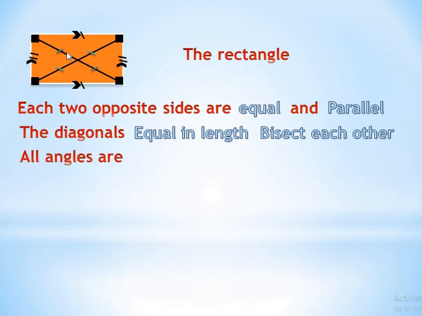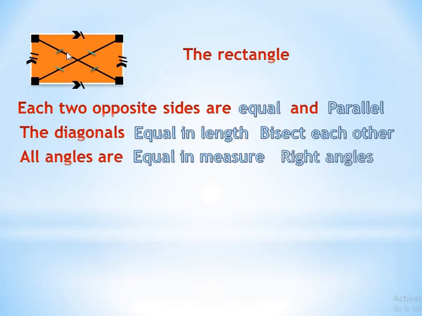Okay, what about the angles? All angles are equal in measure, and it's a type what? Right angle. Okay, so can we say that the rectangle is a parallelogram with one right angle? Okay, with one right angle.